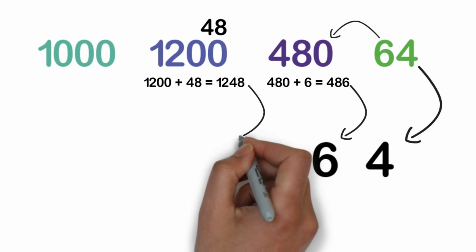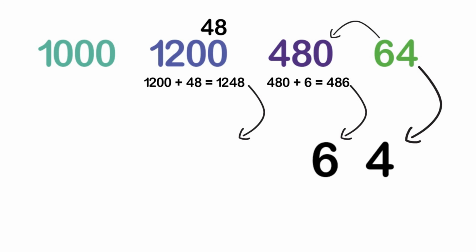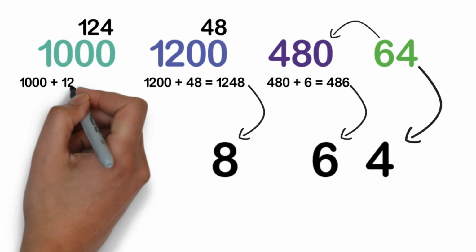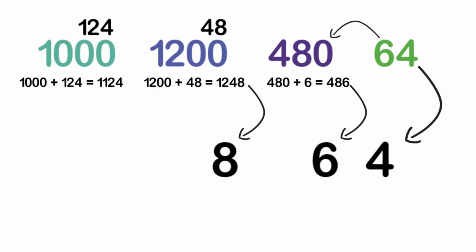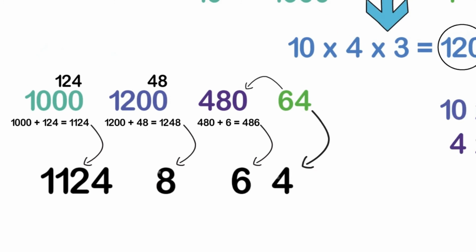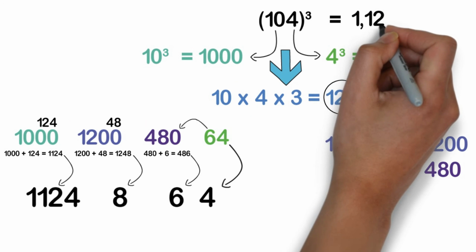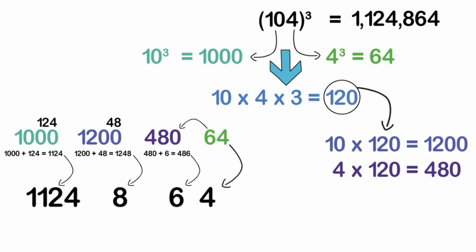This will give us 1,248. Now we have 1,248 in the middle left. We keep 8 and we take 124 over to the first left where we have our 1,000. So we had 1,000 plus 124. This will give us 1,124. Therefore, our final answer is 1,124,864.